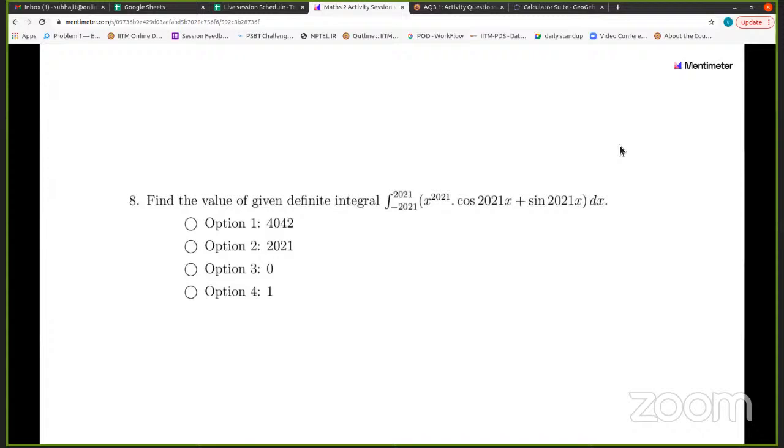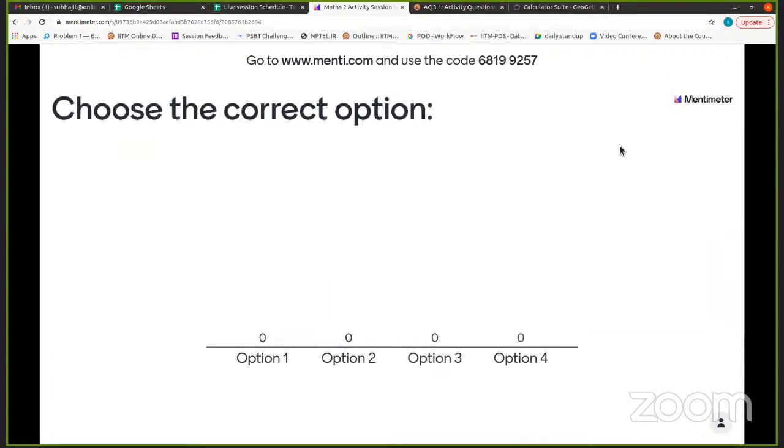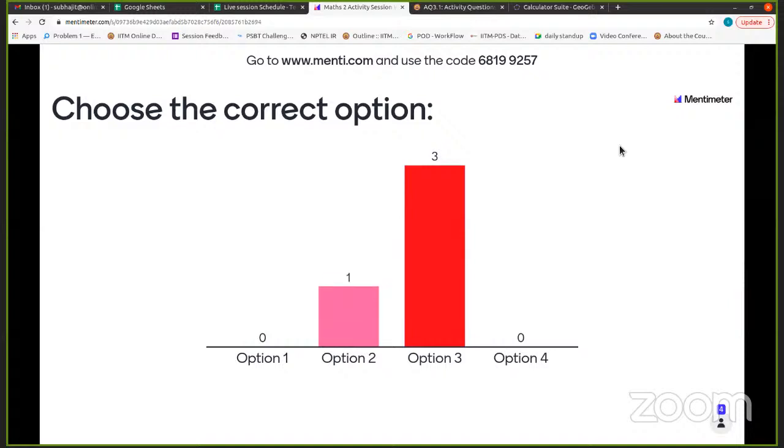Should I go to the option page? I will solve it. For this problem, you don't have to calculate the function totally, I think. You put your option, then we will discuss this. Option 3. Option 2.